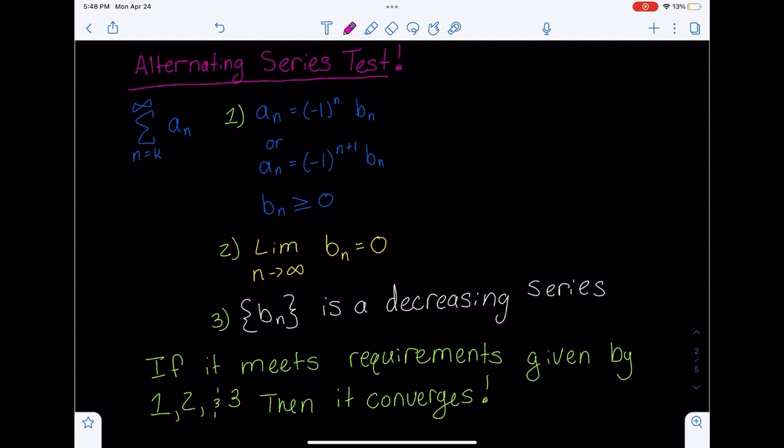So let's run through a couple examples really quick. Okay, so the first example we're going to be doing is the summation from n equals 1 to infinity of negative 1 to the n plus 1 all over n. Now the first thing that we're going to do is we're going to identify what our b sub n is. And in this case, we can see that the negative 1 to the n plus 1 is what makes this alternating. So our b sub n is going to be 1 over n.